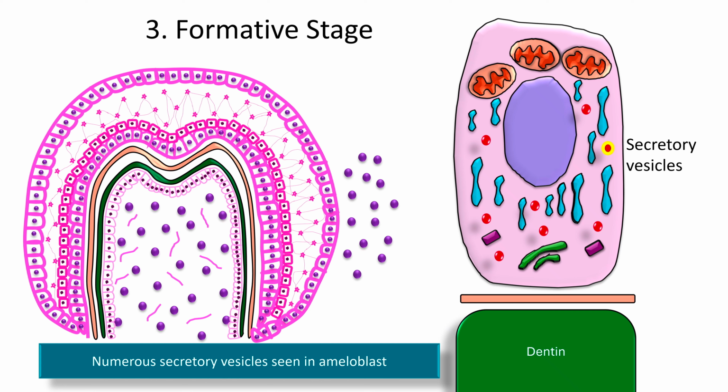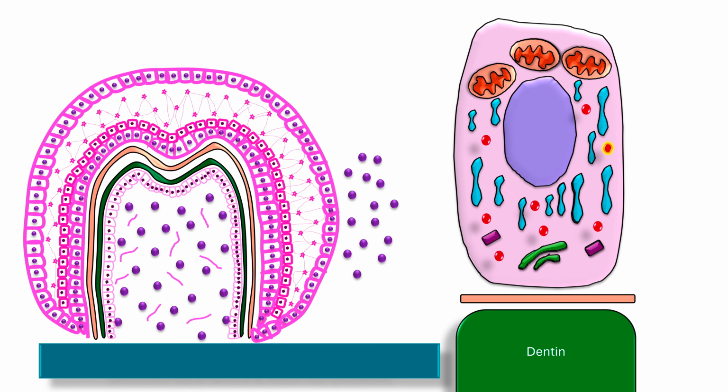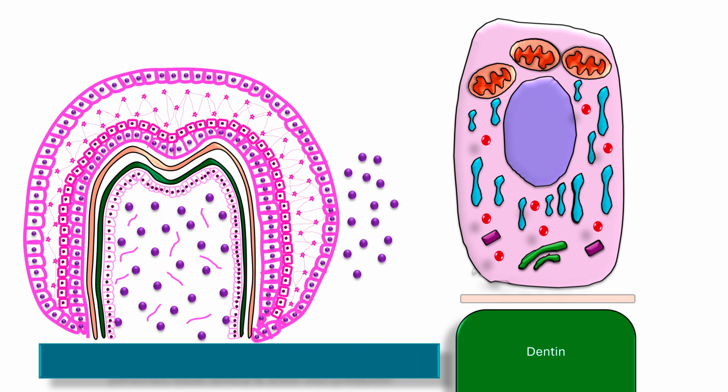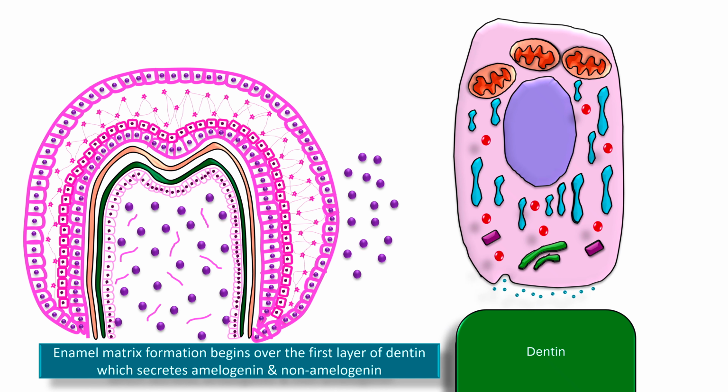Coming to the third stage, which is the formative stage, numerous secretory vesicles are seen in the ameloblast. Then there is development of blunt cell processes on the ameloblast that even penetrate the basal lamina and predentin. These blunt cell processes are called Sturm's processes. Enamel matrix formation begins over the first layer of dentin, which secretes enamel proteins. These are amelogenin and non-amelogenin.